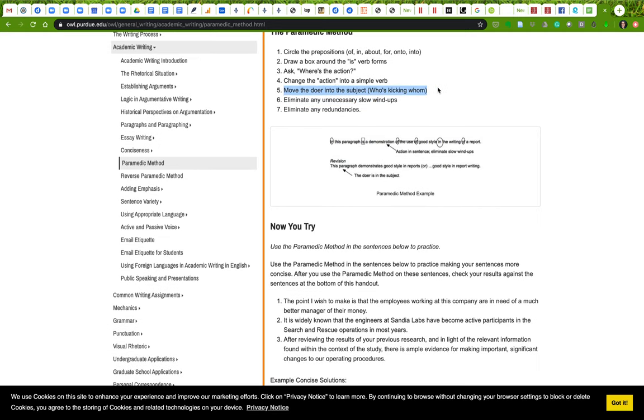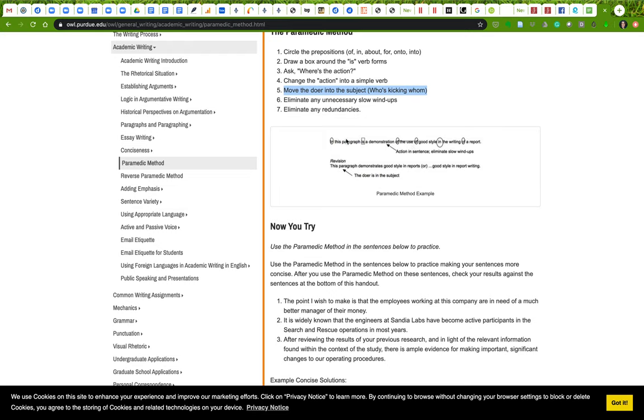By moving the doer of the action into the subject position of the sentence. So, for instance, instead of saying, "In this paragraph is a demonstration of the use of good style in the writing of a report," here it's clear that "is" is a big problem. It definitely has a lot of prepositions, but "is" is also a big problem. And what this will do is show you that you can turn the real action of the sentence, which is demonstration, into a verb itself, demonstrates. So what is doing the demonstration? Well, this paragraph demonstrates good style.